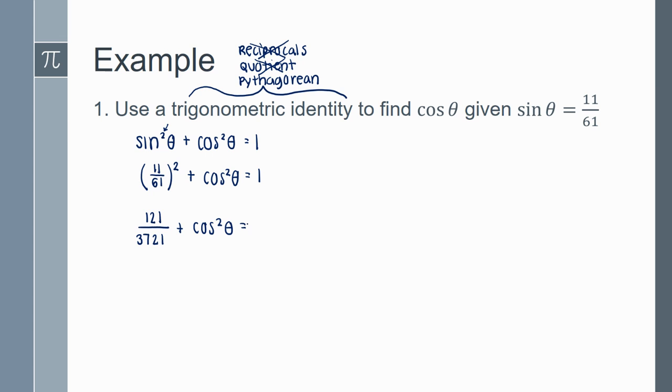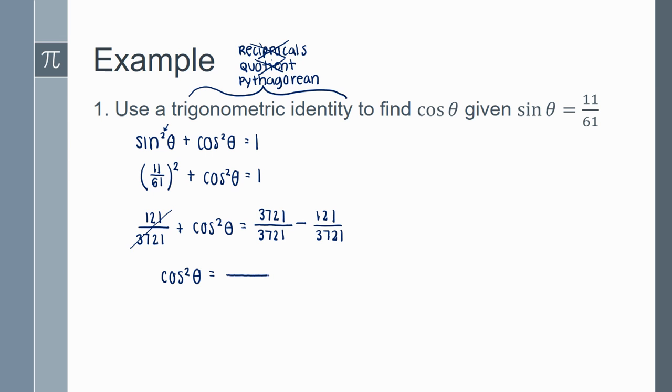Because the right-hand side is a number 1, I'm going to turn it into a fraction with the same denominator of 3,721. That just means the numerator has to be the same thing. Why did I do that? Well, I want to get the cosine squared by itself. So I'm going to take the 121 over 3,721, and to move it to the other side means I have to subtract it. So this gives me the cosine squared of theta by itself.